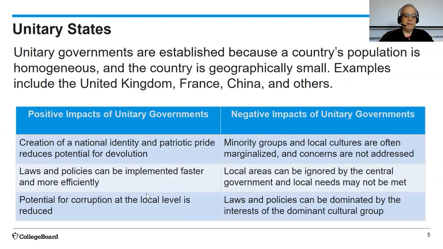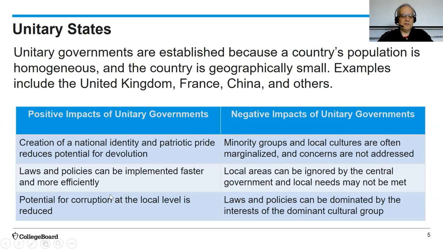Unitary governments are established because a country's population is very homogeneous, which means that everybody is pretty much the same, or if the country is geographically small. Examples include the United Kingdom, France, China, and many others. Some of the positive impacts of unitary governments are the creation of a national identity and patriotic pride, which then reduces the potential for devolution.